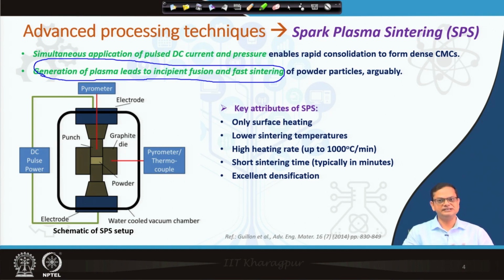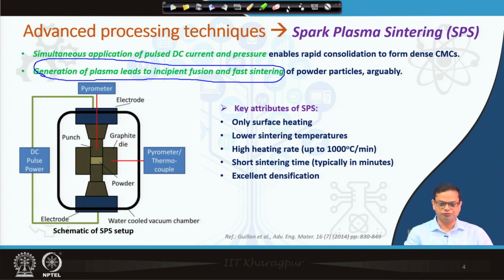Lower sintering temperatures, as I mentioned earlier, high heating rate and short sintering time. Because of low temperature and less time, and also because only the surface gets heated, the initial microstructure of the powder almost gets retained, it does not get disturbed. For example, grain growth gets restricted. If you have some metastable phases initially, those metastable phases get retained more or less, and finally, there will be excellent densification. So, how does this happen?